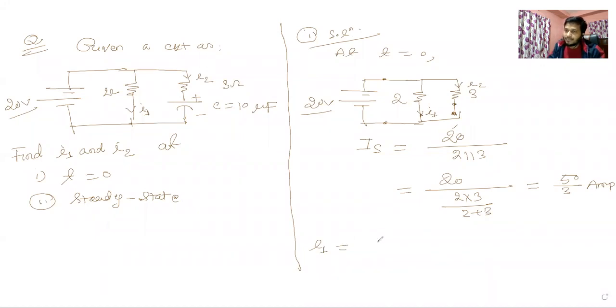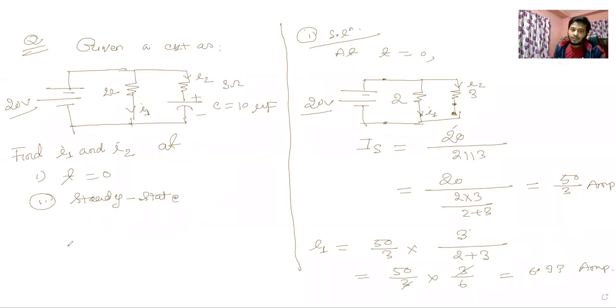Source current multiplied by what? 3 by 2 plus 3. So 3 by 6 will cancel each other, and what would be this value? It is 6.33 something ampere.